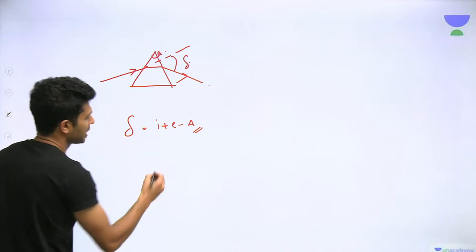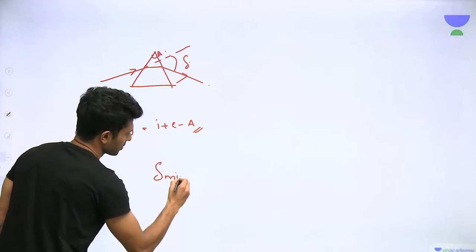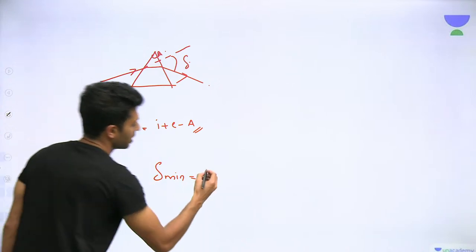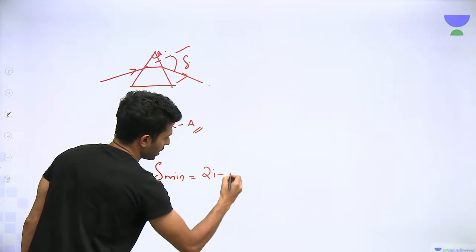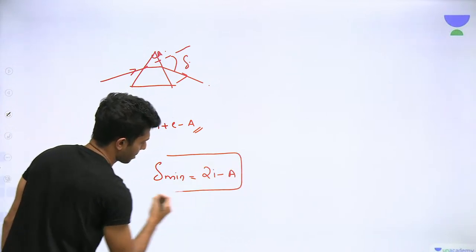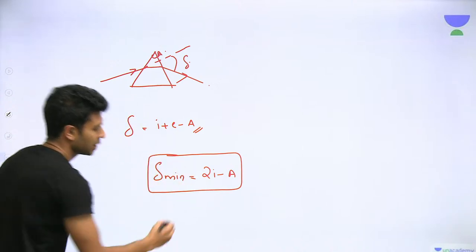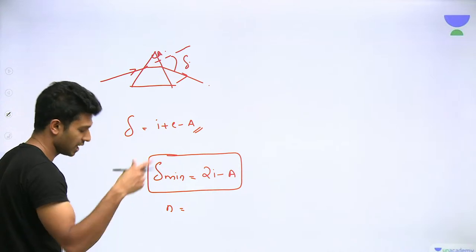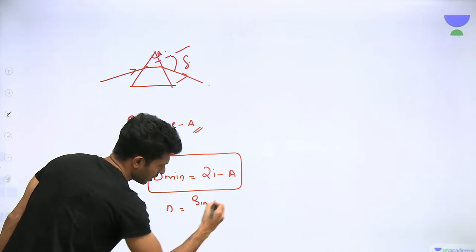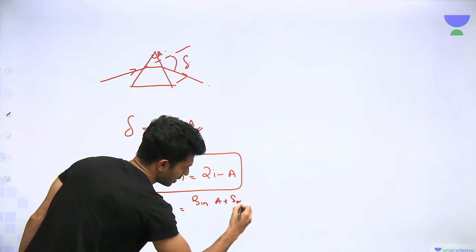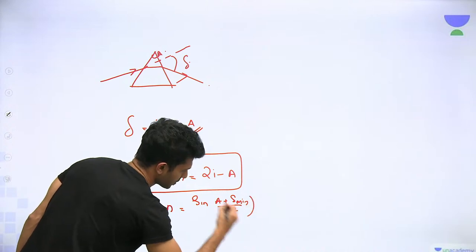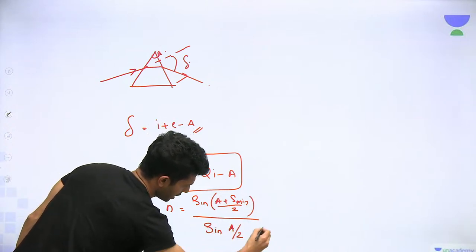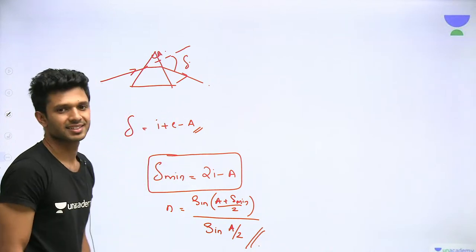And if this is undergoing the minimum deviation, what is the formula for delta minimum? It is 2i minus A. In the same situation, we can also write the formula for refractive index of the material of the prism. Give me sine of (A plus delta min) by 2, whole divided by sine A by 2. Yeh bhi yaad hai, right?